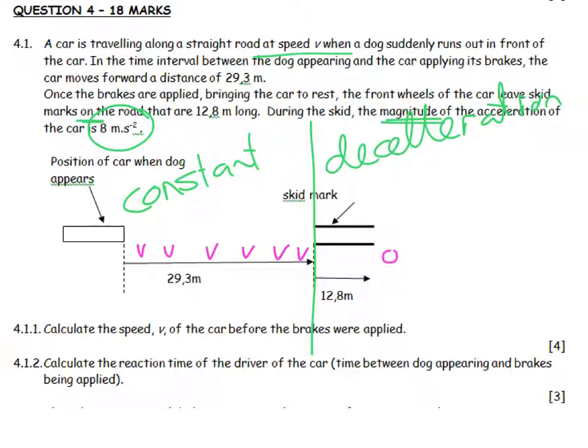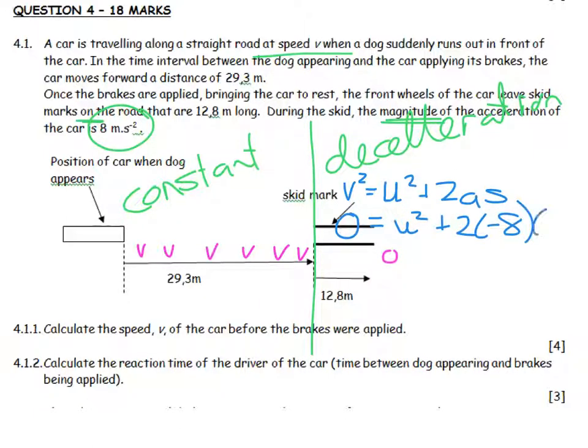So I'm going to say my final velocity squared is equal to u squared plus 2as. My final velocity is 0. My initial velocity I do not know. That was before the brakes were applied. Plus 2 times I'm slowing down by 8 over a distance of 12,8. And then I find that my u turns out to be equal to 14,31 meters per second.